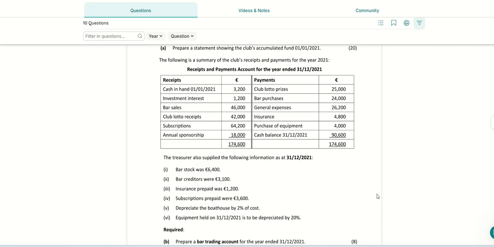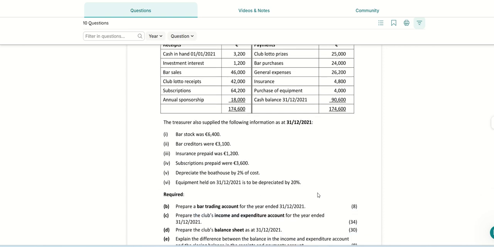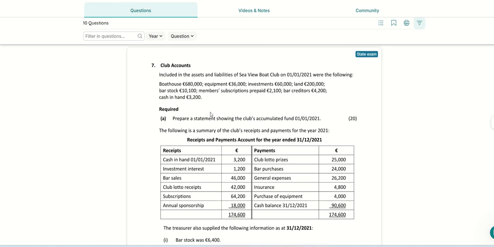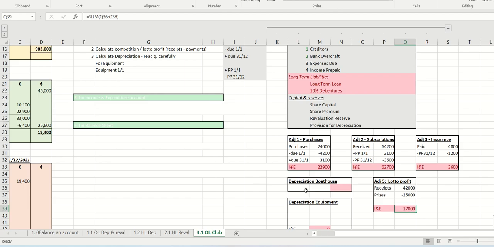And now we're doing our depreciation. So down here, they have to tell us how to do depreciation. They must give us the instructions and then we must follow them. Depreciate the boathouse by 2% of cost. That is easy. Our boathouse is 680,000. So it's going to be 680,000 and 2%, so divided by 100 and multiplied by 2.